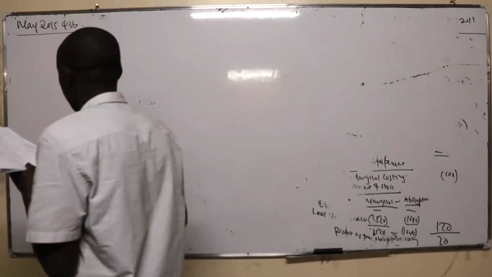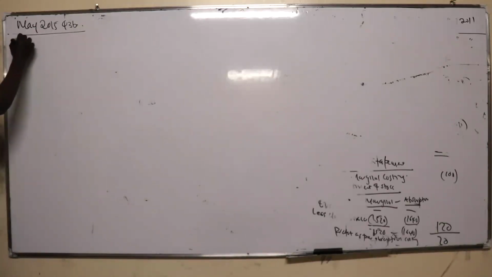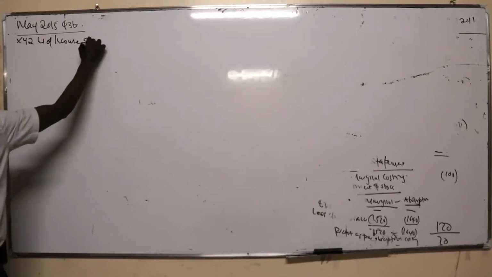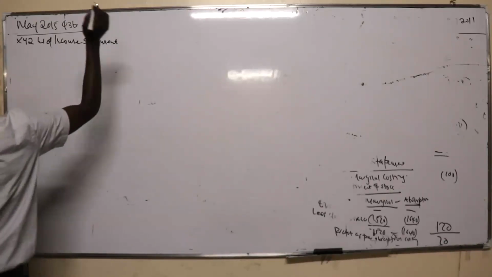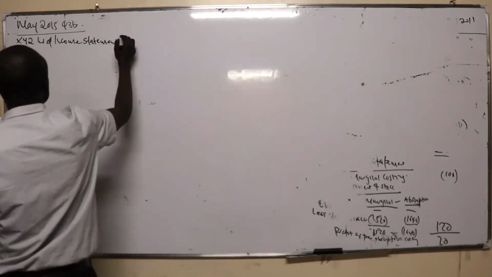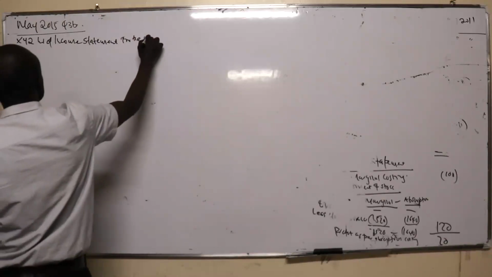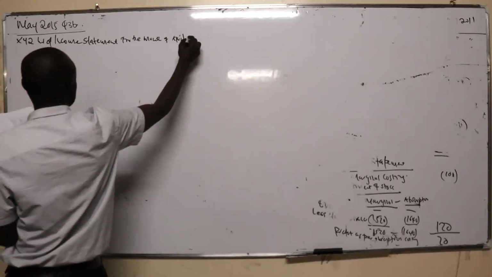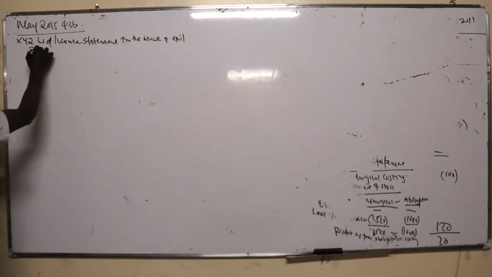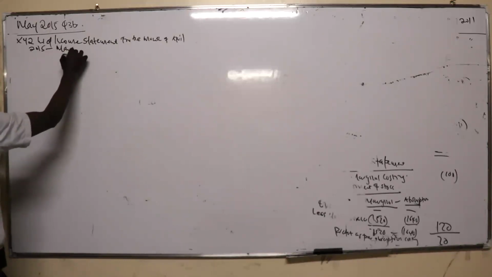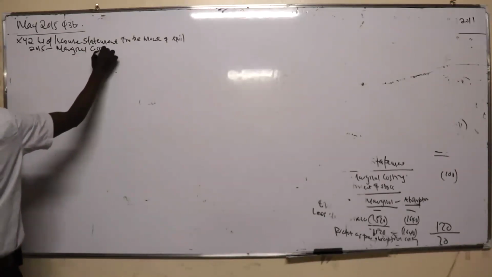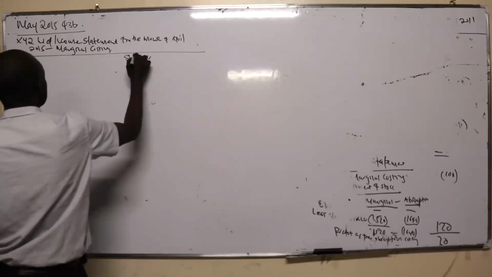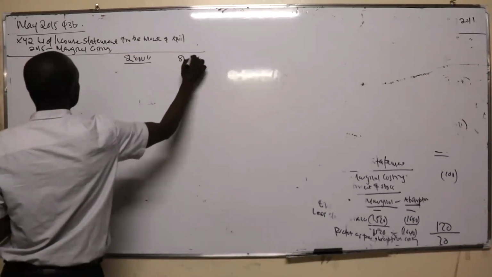So here we're going to write XYZ Limited, income statement for the month of April 2015, marginal costing. Marginal costing, then you underline. So you can have your shillings in thousands.